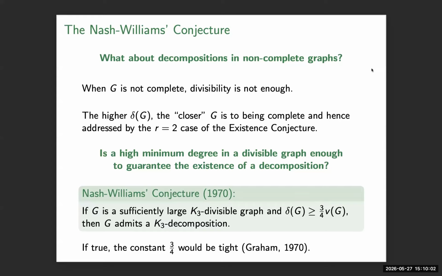So more specifically, Nash-Williams posited that if G is a sufficiently large K3 divisible graph with minimum degree at least 3/4 times its number of vertices, then G admits a K3 decomposition. And in 1970, Graham provided a construction that showed that if this is true, then the constant 3/4 would indeed be tight.